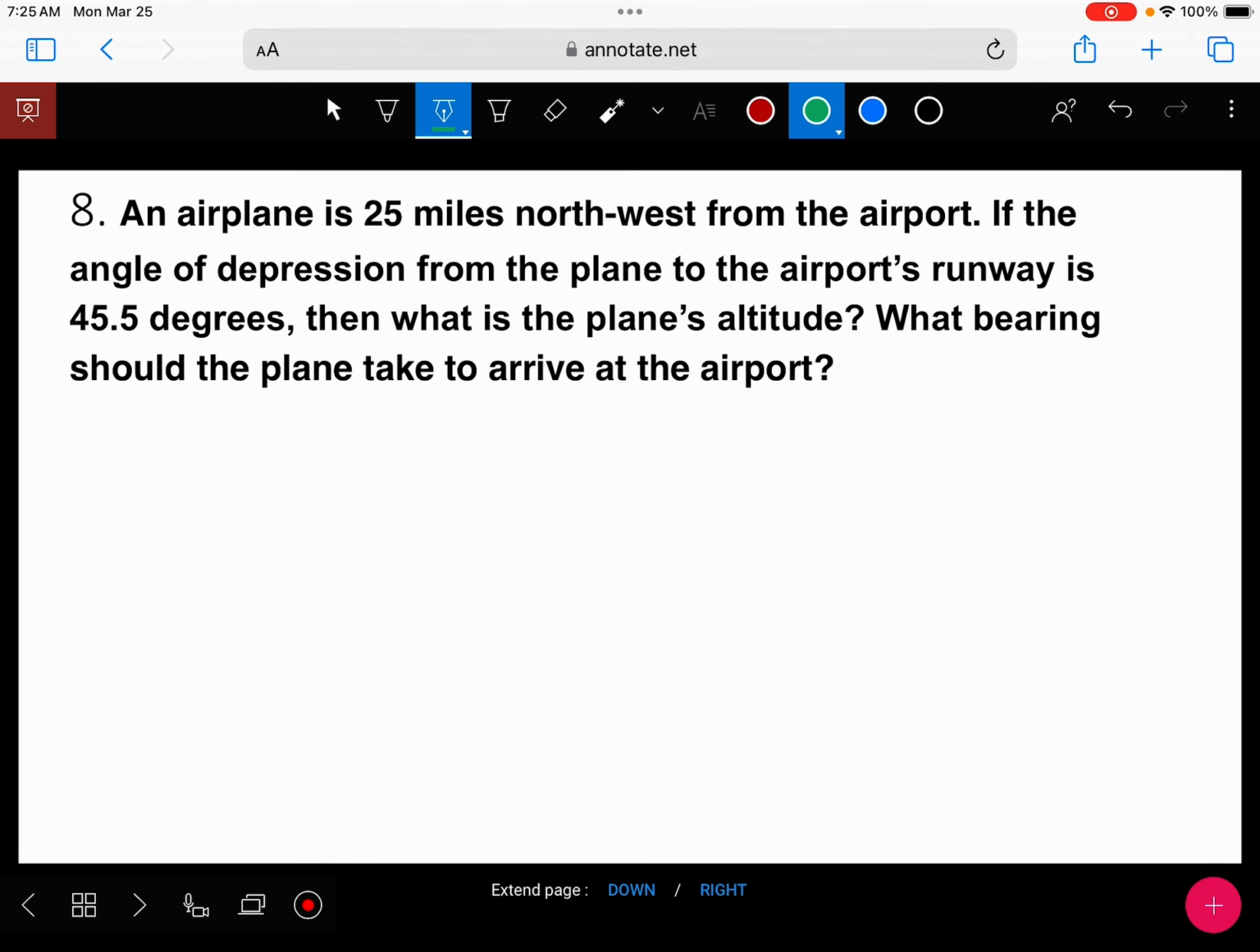All right, let's look at question 8. So we have an airplane that is 25 miles northwest from the airport. So the airport would be here, and it's going this way. This is my plane, and it's 25 miles northwest. So that would be my hypotenuse.